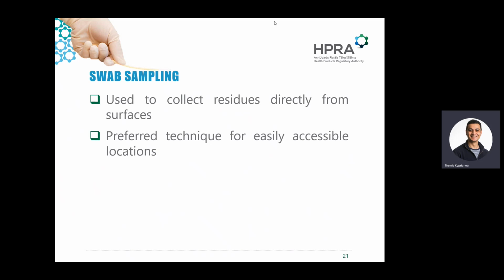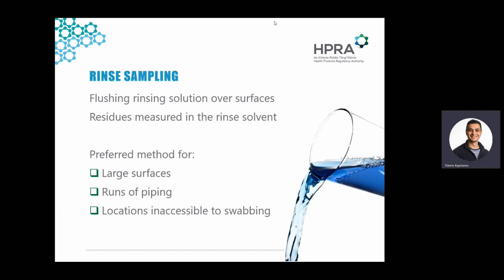Swab sampling is used to collect residues directly from the surfaces for further analysis. It is the preferred sampling technique due to the ability to sample hard-to-clean critical locations. Similarly, rinse sampling is another sampling method which is preferred for sampling large pieces of equipment or runs of piping and generally locations inaccessible to swabbing. This technique involves flushing rinsing solutions over equipment surfaces to remove residues, which are then measured in the rinse solvent.